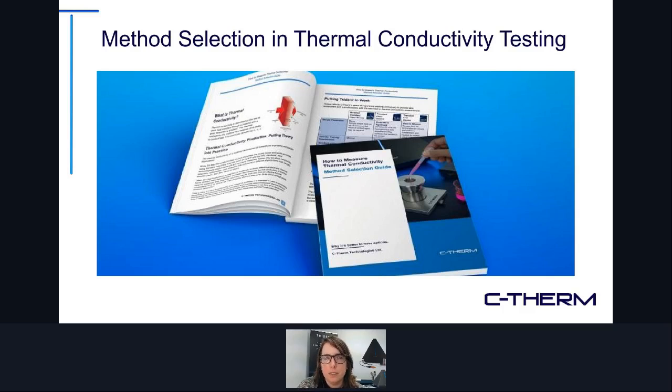Now that we've talked a bit about the methods, it helps to have some guidance on which method to choose when. That was the reason behind us creating our method selection guide. The method selection guide is a document that I helped co-author along with some other colleagues here at C-Therm. It reviews some of the common transient methods of thermal conductivity testing that are available and helps provide guidance on which method to choose when.